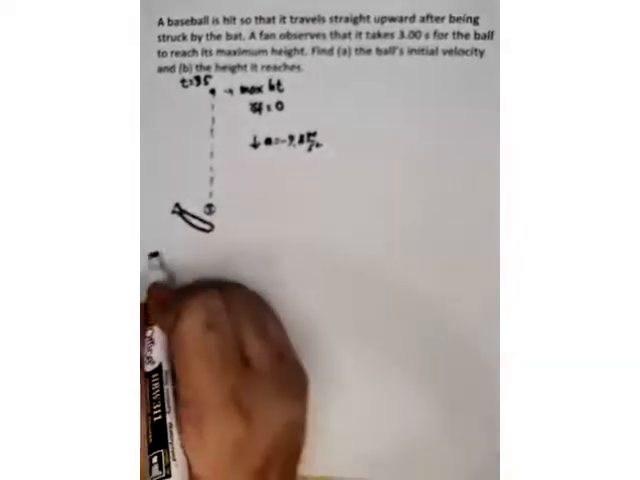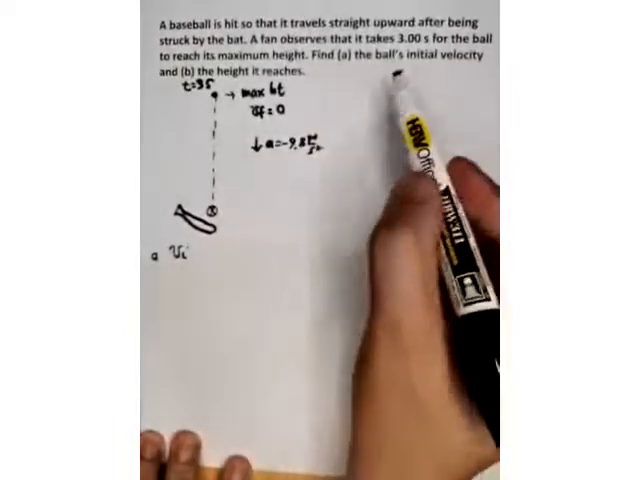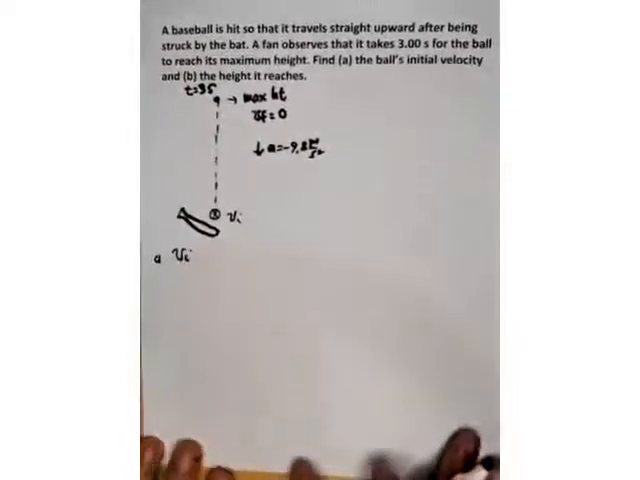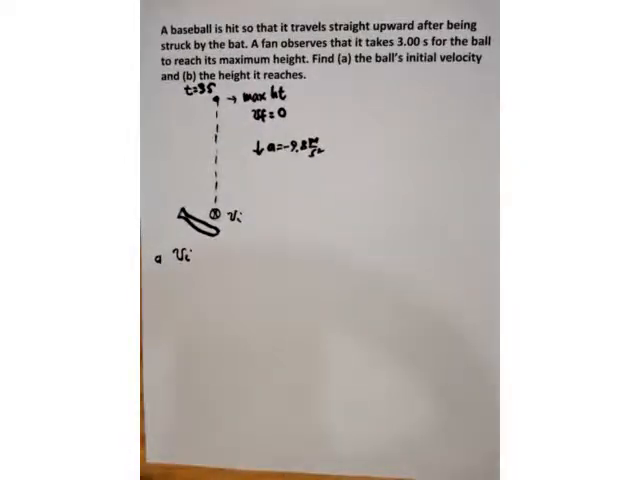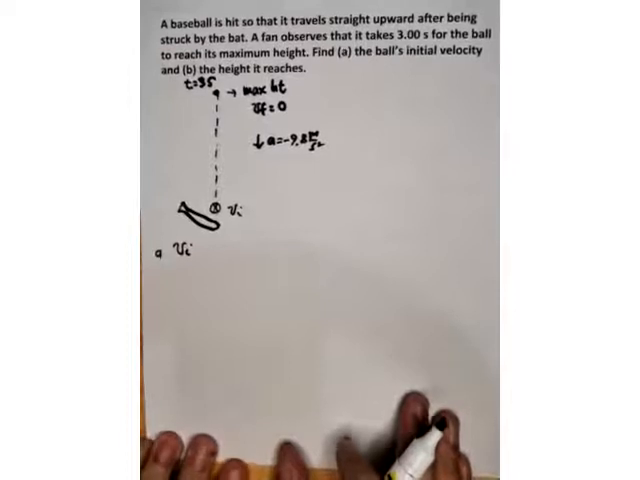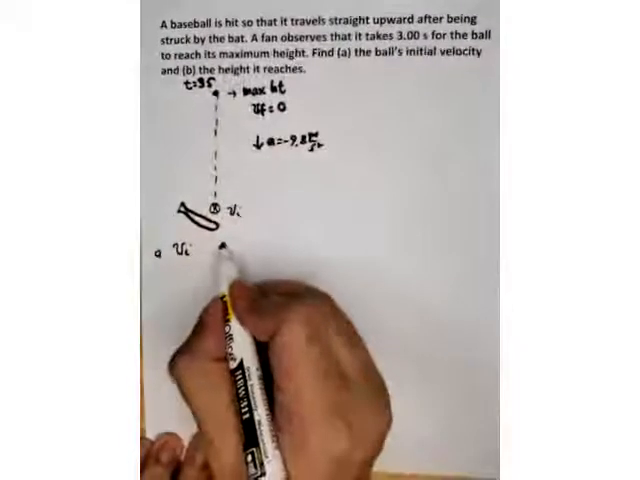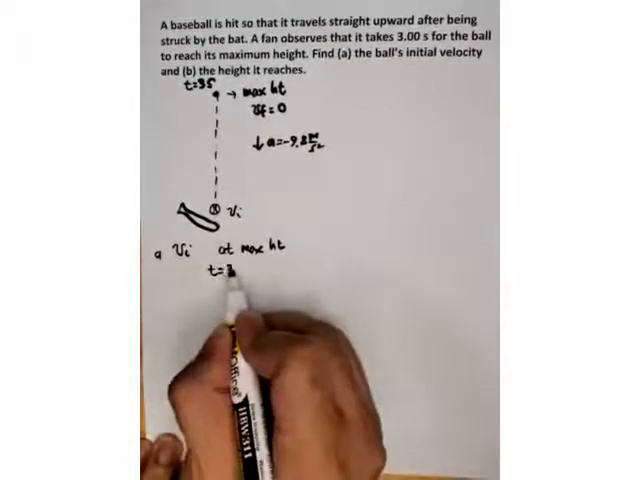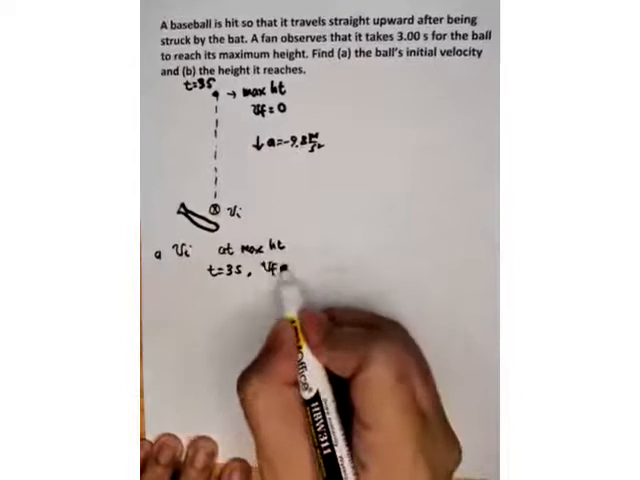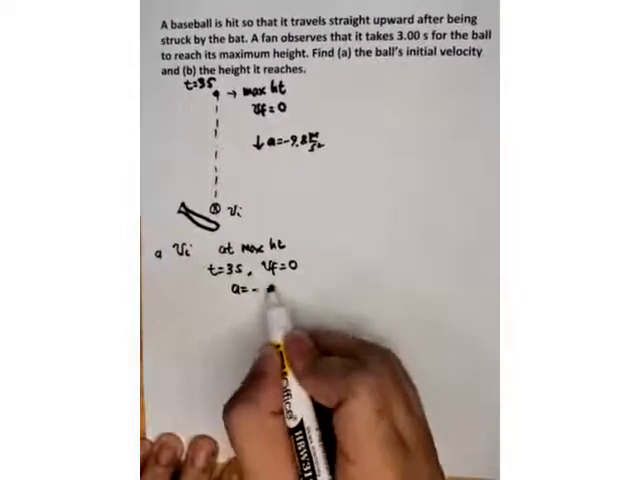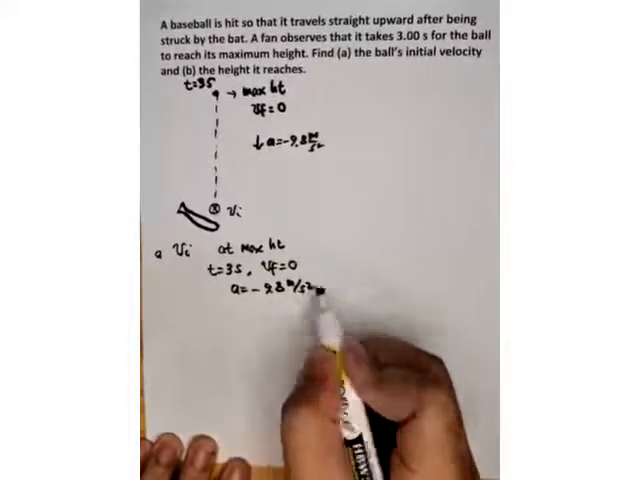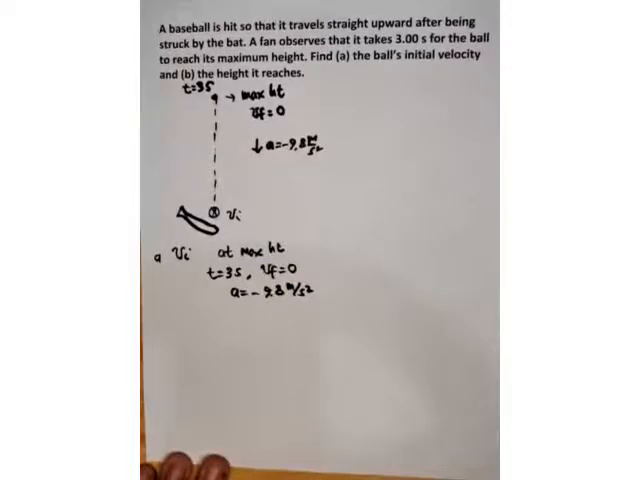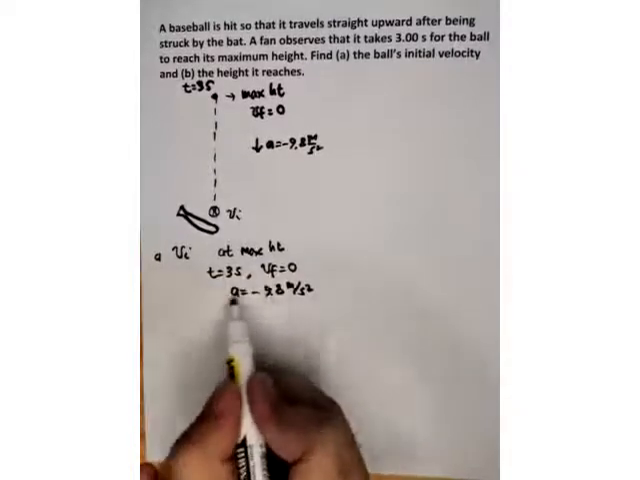Ayan. So letter A. So we want to find the initial velocity or the ball's initial velocity. So at the maximum height, ang given natin ay yung time is 3 seconds, yung V final is 0, and acceleration is negative 9.8 meters per second square. Okay, so anong formula ang gagamitin natin to solve for, involving this 3 and our unknown.